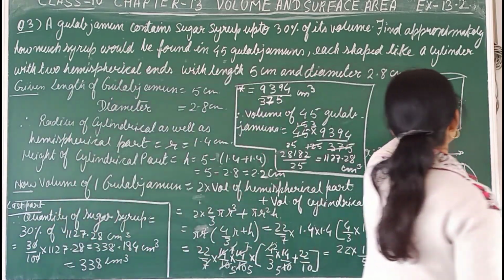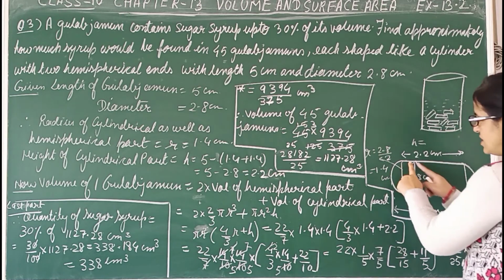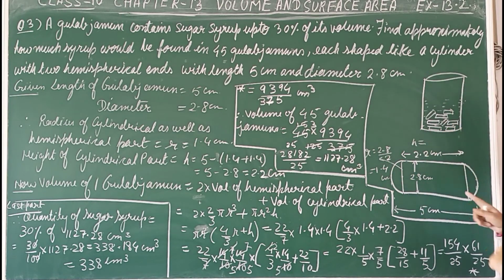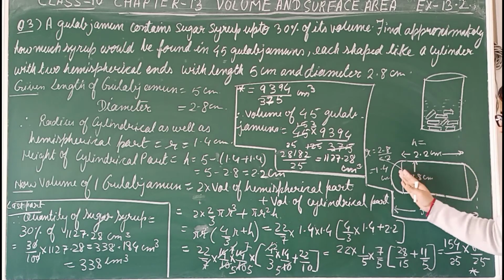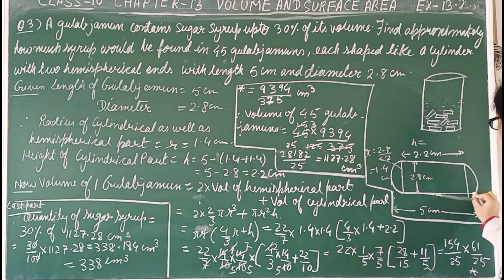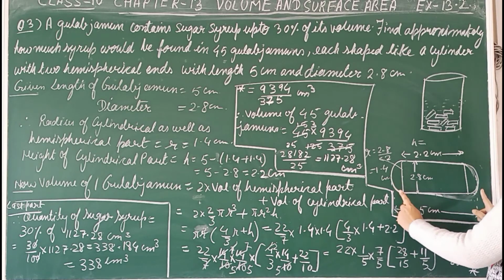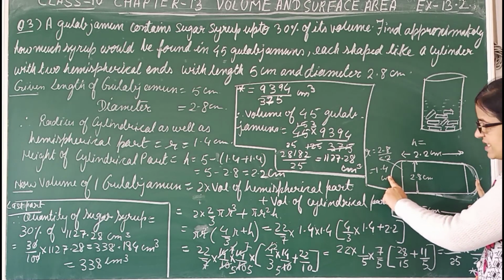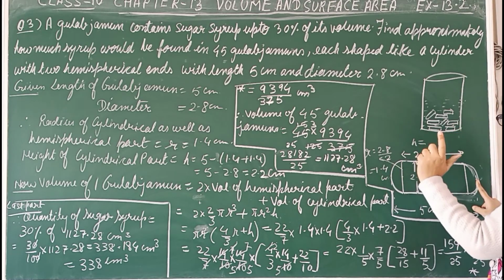So here the figure which is given in the question I have drawn over here. Now see the case of one gulab jamun. Here there are many gulab jamuns, and mathematically or by default we have to assume that all gulab jamuns are the same shape and size. So one gulab jamun I have drawn over here. It is cylindrical up to this and hemispherical at the two ends. Now this total length is from here to here. It is given as 5 cm and the diameter is 2.8.